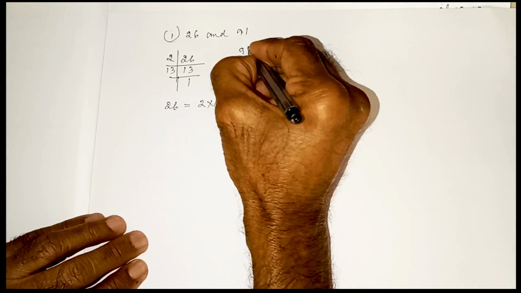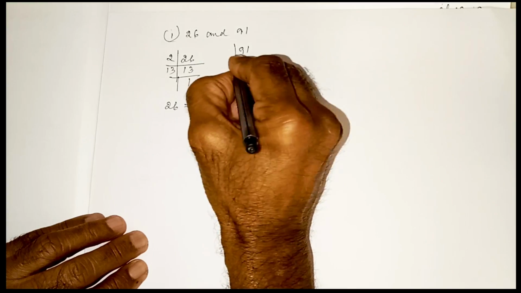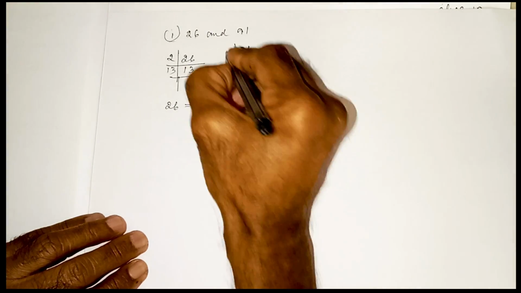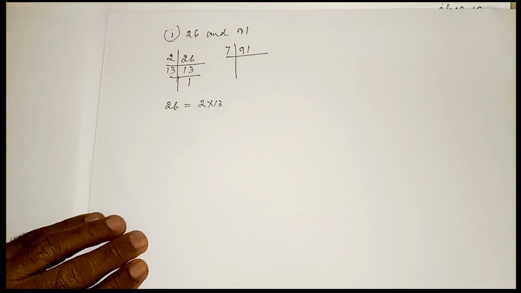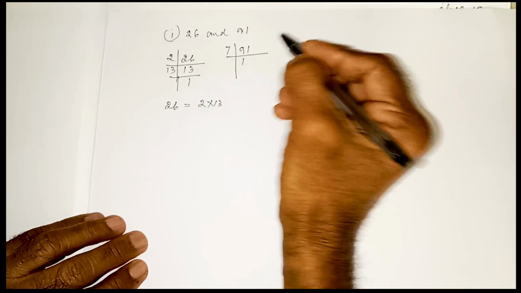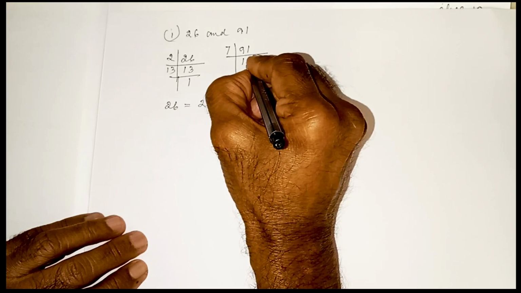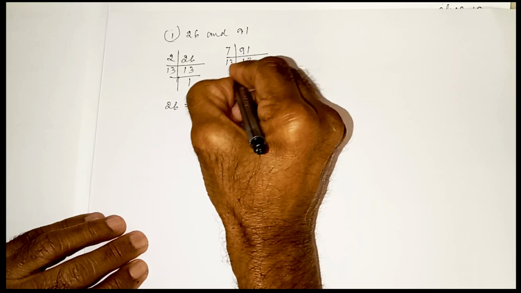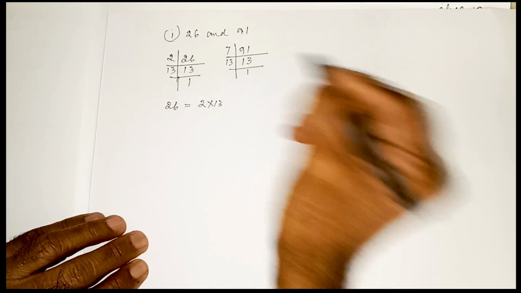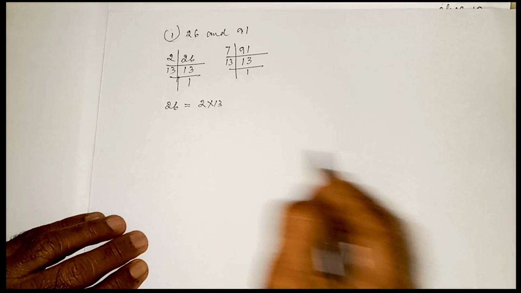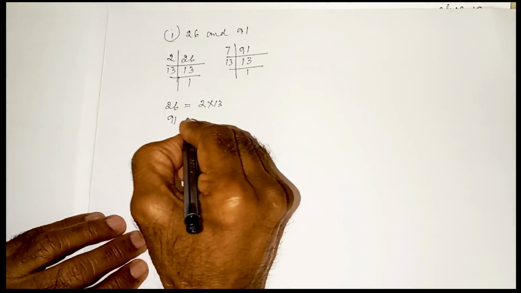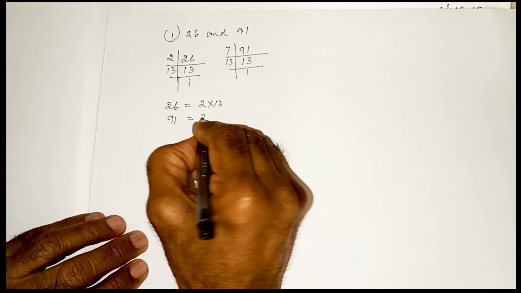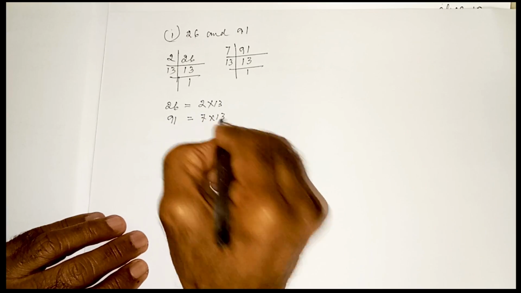Now you find out the factors of 91. The same way, you try with 7 into 1 time is 7. You have 21. 7 into 3 gives you 21. Now further you cannot try except 13. 13 into 1 is 13. Therefore, the factors of 91 are 7 into 13.